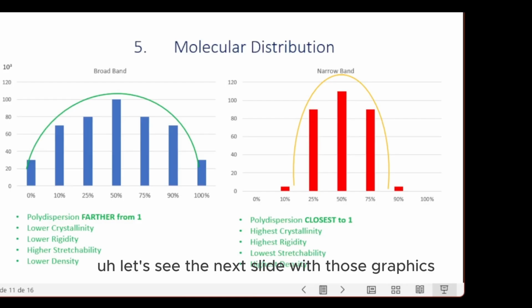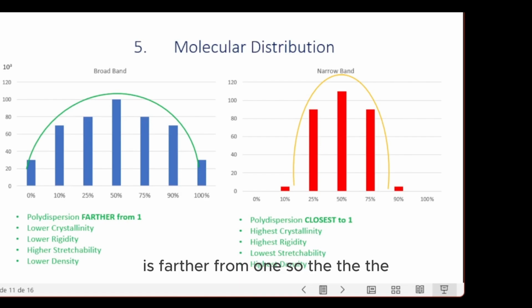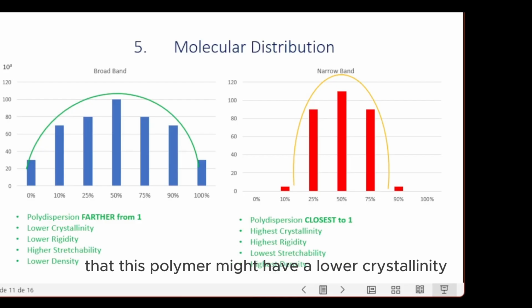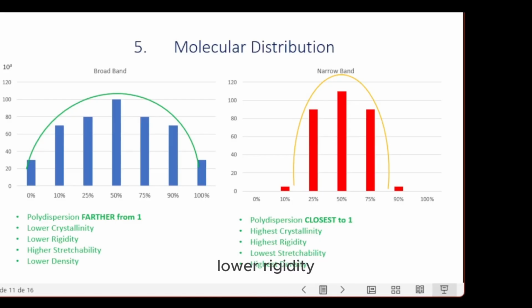Let's see the next slide with those graphics, broadband and narrowband. Broadband means the polydispersion is farther from 1, so the molecules of the polymer have different sizes and shapes. This implies that this polymer might have a lower crystallinity, lower rigidity, but also stretch more because you have larger molecules and smaller molecules. So it's easier to stretch this material a little bit more. The density also has a trend to be lower.